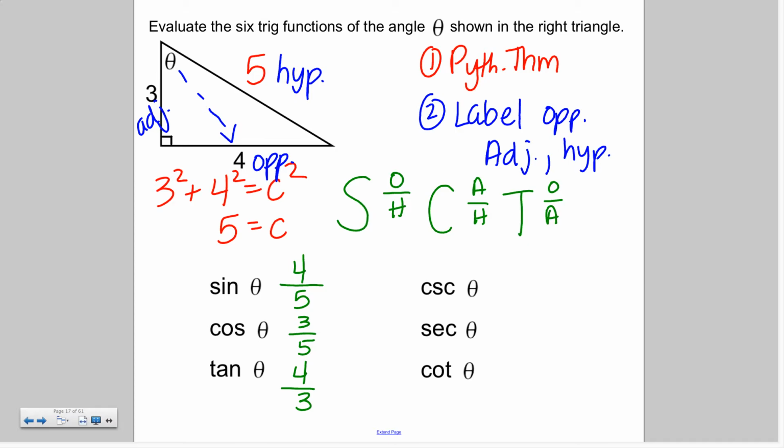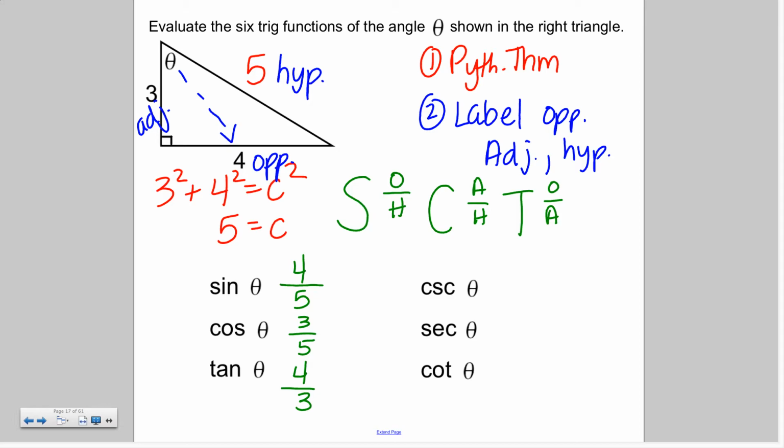Now, the one thing you want to make sure you do is, can you simplify your fractions? I can't simplify 4/5, I can't simplify 3/5, and I can't simplify 4/3. So my fractions are as reduced as they get. If all else fails, plug into a calculator and test it.